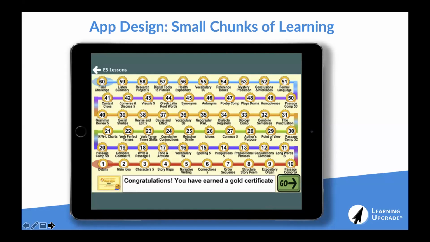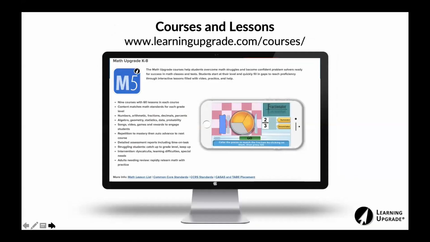Once all lessons are completed, that's when you earn the certificate, and you can get a bronze, silver, or gold certificate. If you'd like to see what is in a Learning Upgrade course, if you'd like to see lesson lists, you can go to learningupgrade.com. In the main menu, you'll see the courses link, and you'll see here where it says more info. You can click on math lesson list. You can click on our CCRS standards. You can see our CASAS and TABE placements.